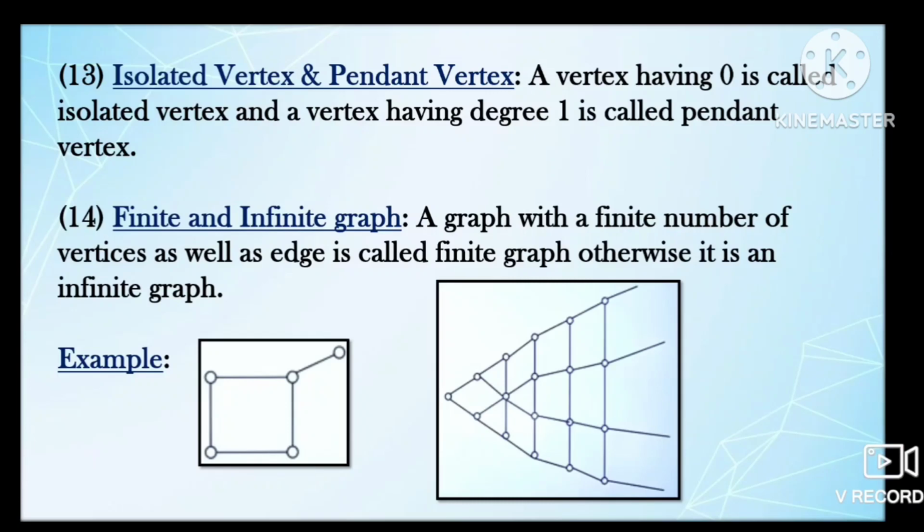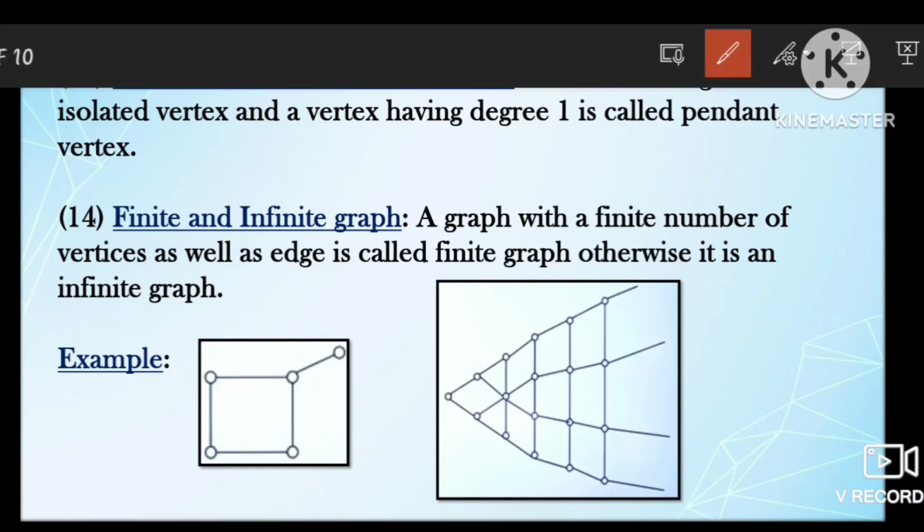Now 14th is the finite and infinite graph. A graph with a finite number of vertices as well as edges is called a finite graph, otherwise it is an infinite graph. In the example you can see that this graph has a finite number of vertices and edges, but in this graph you can see that there is an infinite number of edges and vertices. It is going on and on. It does not have a finite number. So this is known as the finite and infinite graph.